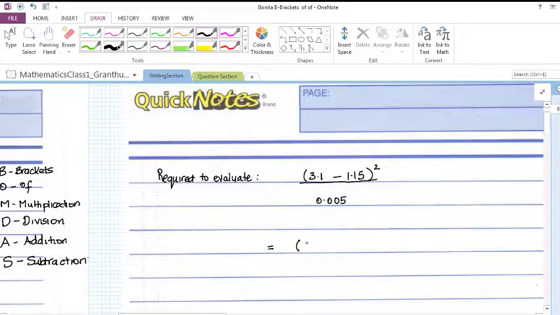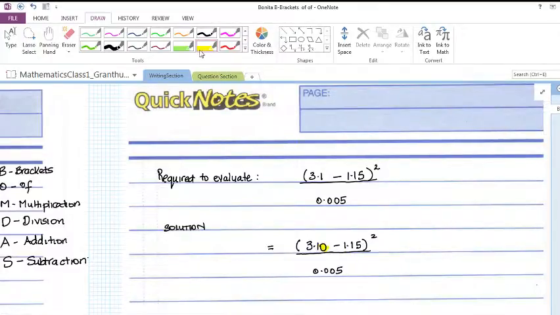So this will be now 3.10. The only change I have made here, I should head up solution. So we have here 3.10 minus 1.15, squared, all over 0.005. The only change I've made so far is I put a 0 here.